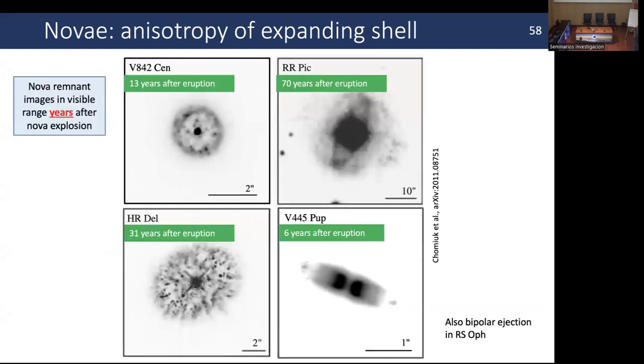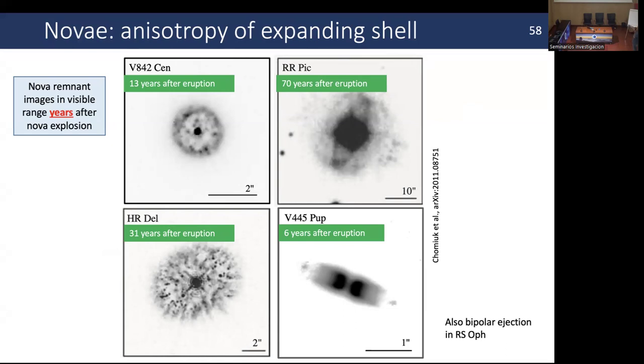Now, when you look at novae after many years, this is what is shown here. This is, for instance, this nova 13 years after the eruption. Sometimes it looks symmetric, but sometimes it doesn't look symmetric at all. So sometimes you see structures like rings. Sometimes you see a totally asymmetric eruption where the ejection is very much only in one direction. Okay. Even in the one we observed, there's evidence for bipolar ejection. Okay. But these are many years after the eruption.